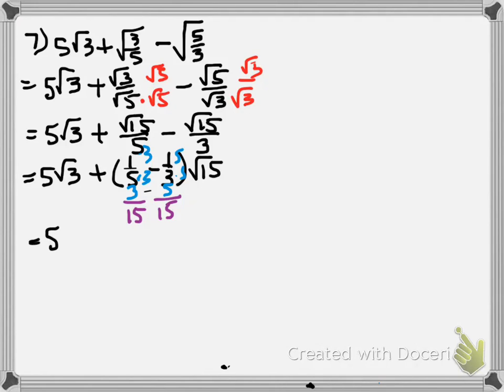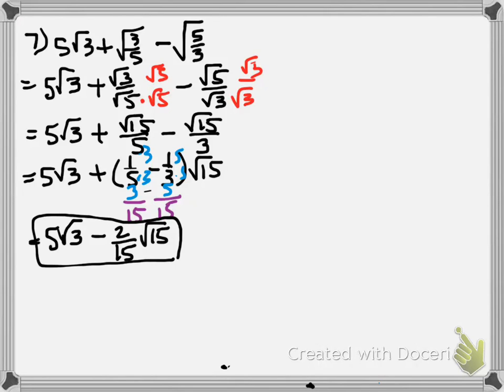So we still have 5 radical 3. And then we're going to have 3 take away 5, which is a negative 2/15. And then radical 15. And actually, we can be done right there. An alternative would be to have 5 radical 3 minus 2 radical 15 over 15. Okay?